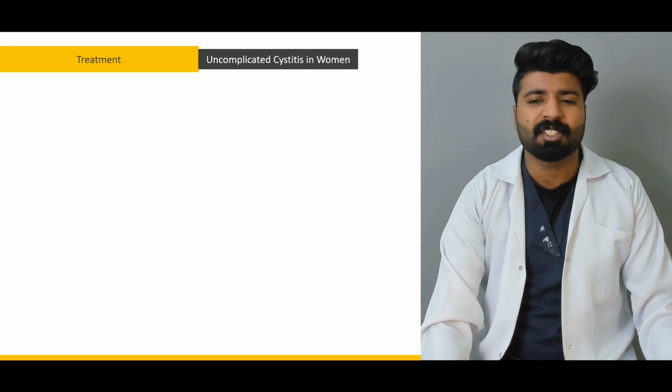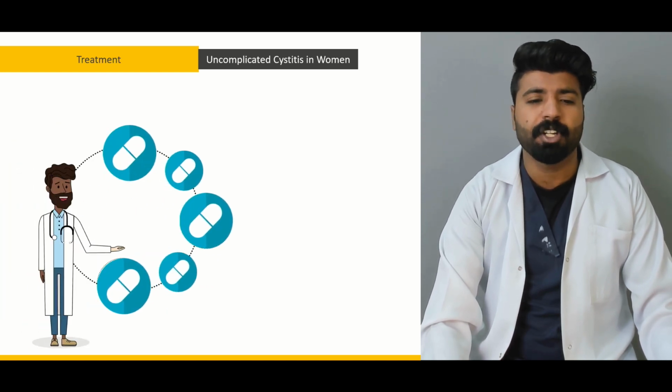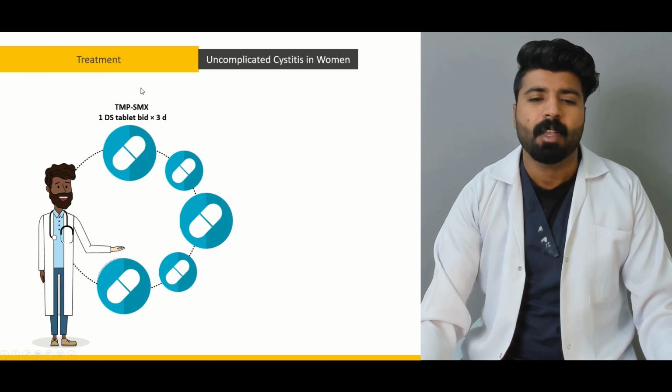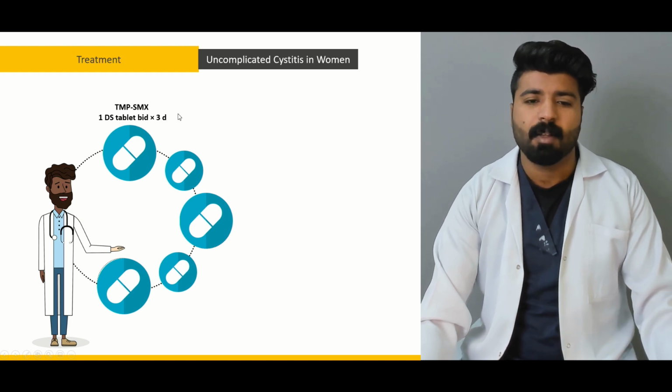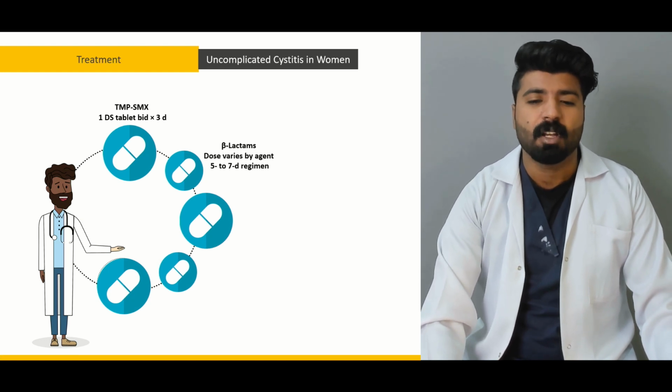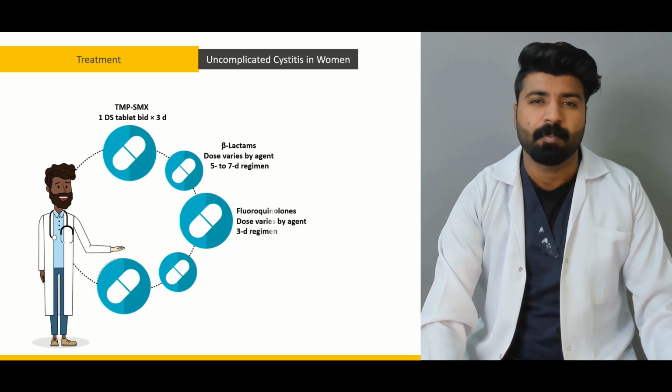So uncomplicated cystitis in women is going to be treated with what? First of all, we're going to give them TMP-SMX. What is TMP-SMX? TMP stands for trimethoprim, SMX stands for sulfamethoxazole. So we're going to give 1 tablet BD, meaning twice a day for 3 days. Or we can go for beta-lactams. Dose varies by the agent, and a 5 to 7 day regimen is given.